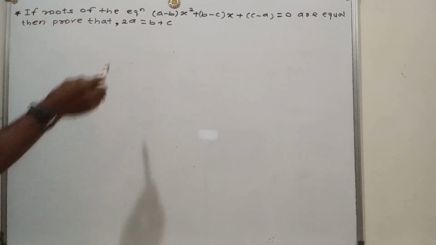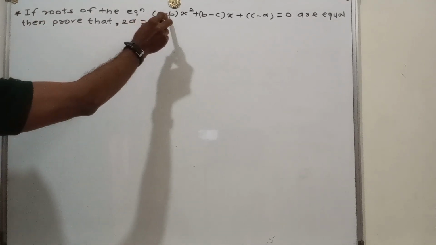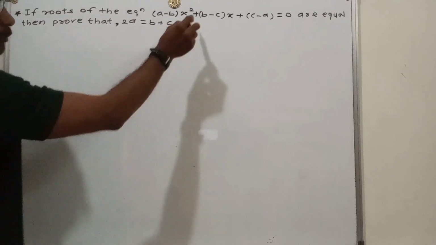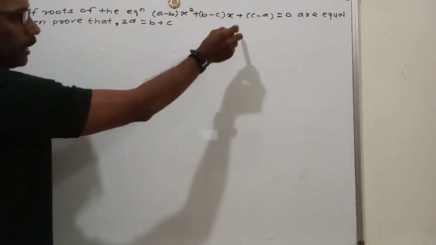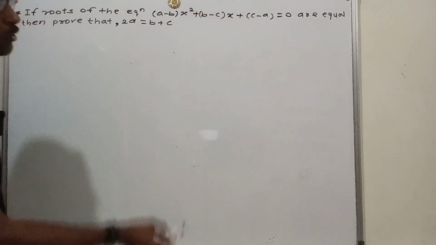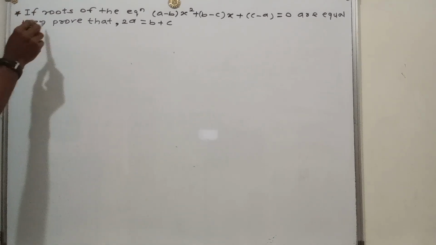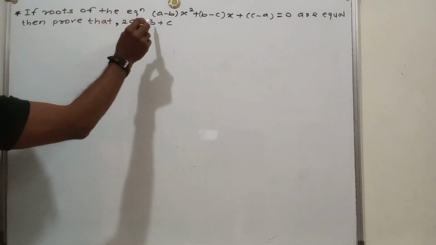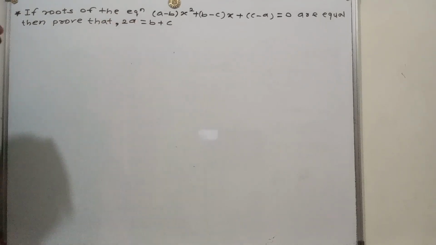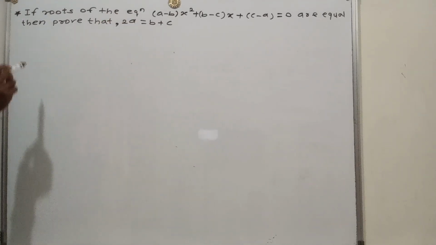If the roots of the equation (a − b)x² + (b − c)x + (c − a) = 0 are equal, then prove that 2a = b + c.